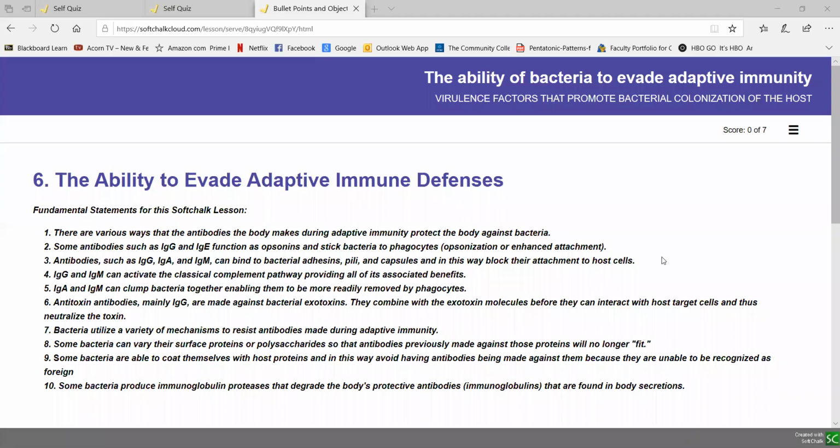In Unit 3, Lecture 2, Part 5, we're going to wrap up our section on virulence factors that promote bacterial colonization of the host by looking at how the ability to evade adaptive immunity plays a role in enabling colonization.